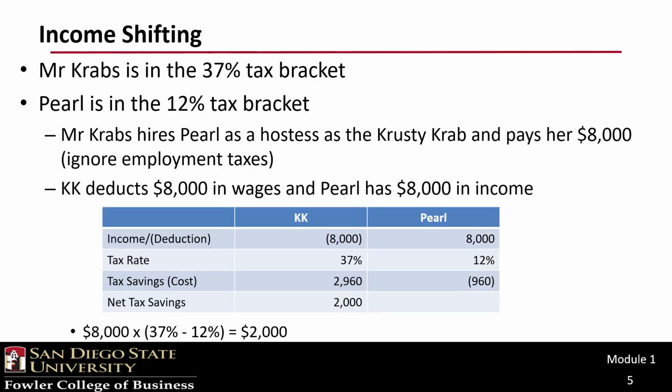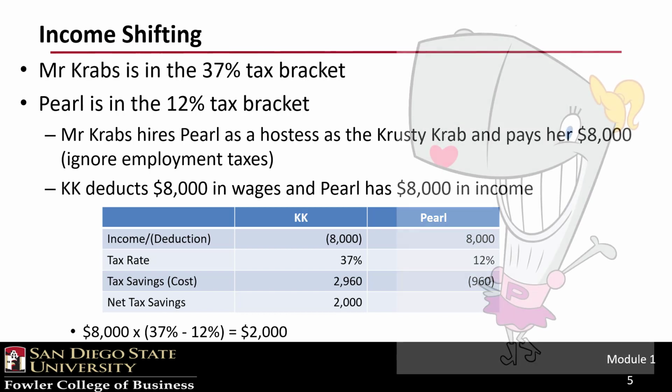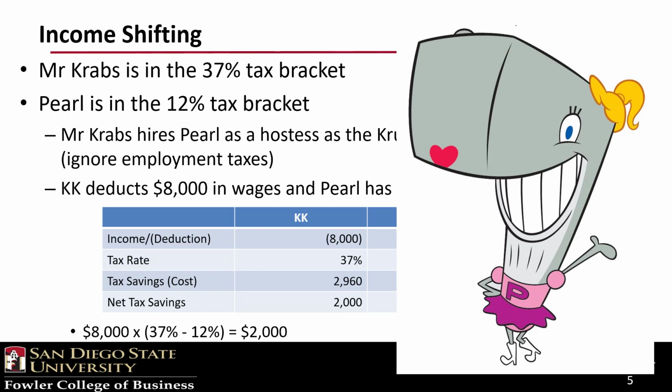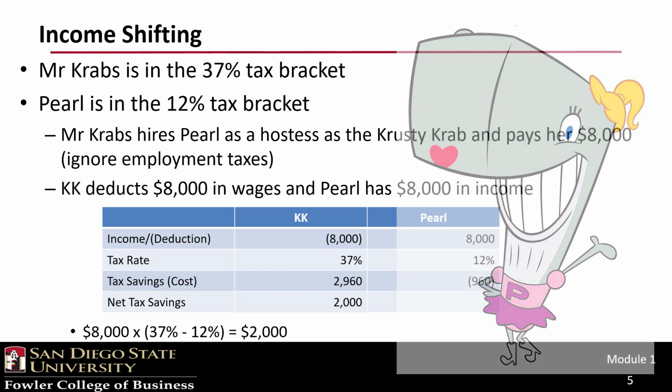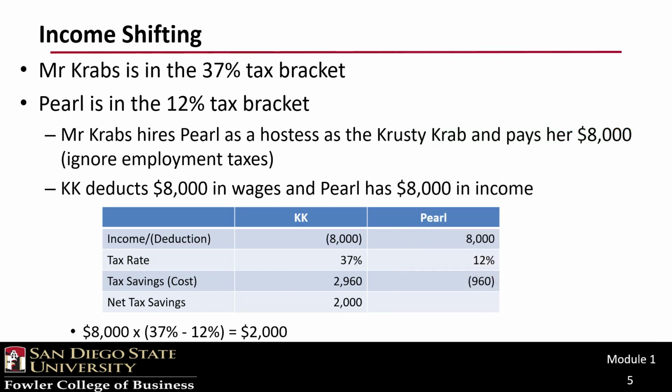Okay, let's look at a different example. So Mr. Krabs himself is in the 37% tax bracket. His daughter Pearl, which how we can explain how a crab has a whale as a daughter, well, let's not even go there. But Pearl is in the 12% tax bracket. So Mr. Krabs hires Pearl as a hostess at the Krusty Krab and pays her $8,000.